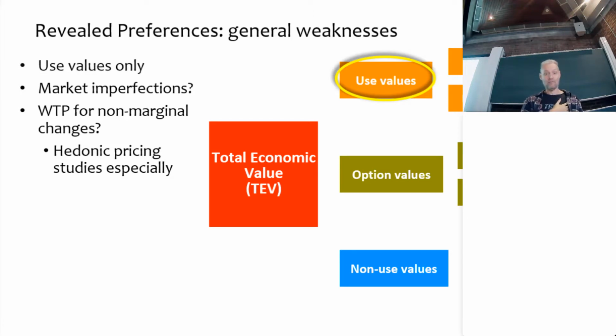And another problem is, of course, that prices reveal preferences, and preferences reveal utility at the margin. And if you're looking at large-scale changes, then essentially those marginal values may not be that informative. The implication is that we can only really use this to value small changes in the environment rather than big changes in the environment.